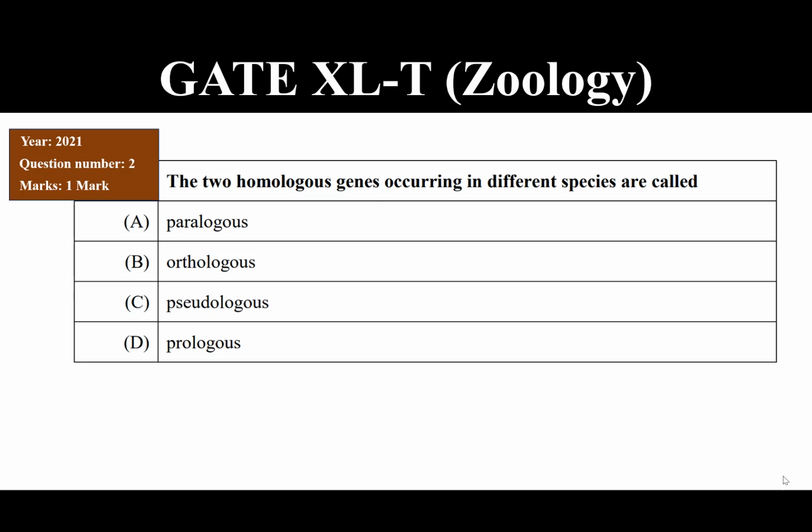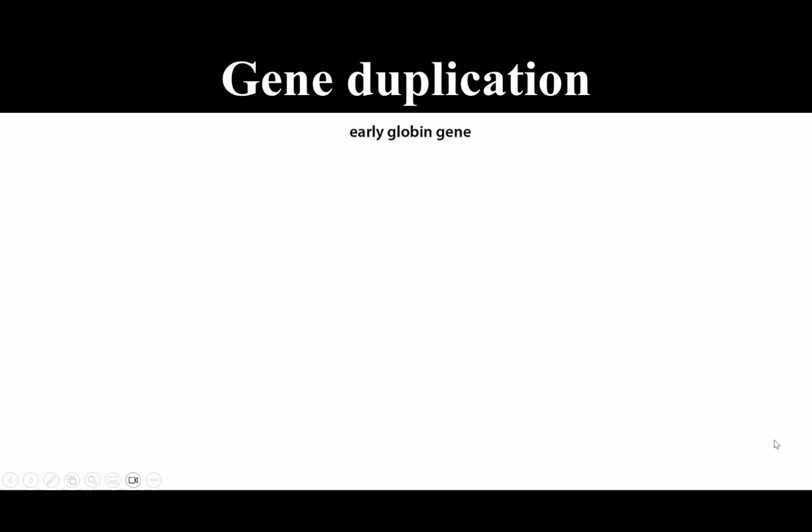Homologous genes occurring in different species are called which of the following? So we will first look into these different terms with respect to what they actually refer to. These terms are names given to homologous genes with respect to the event of gene duplication. Gene duplication is an event wherein a gene undergoes duplication and gives rise to a copy of itself.